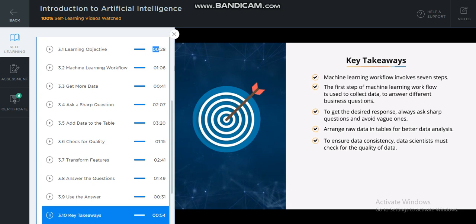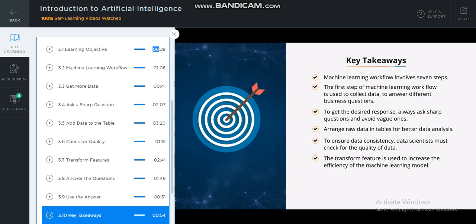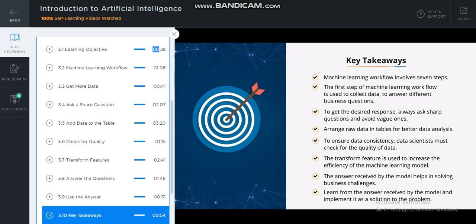To ensure data consistency, data scientists must check the quality of the data. The transform feature is used to increase the efficiency of the machine learning model. The answer received by the model helps solve business challenges. Learn from the answer received by the model and implement it as a solution to a problem.